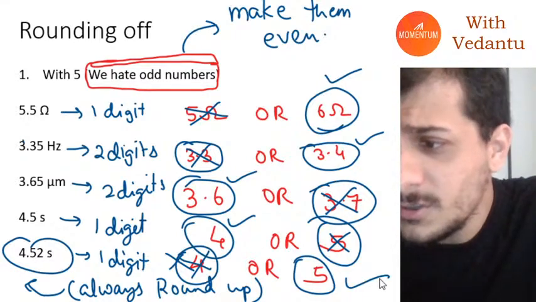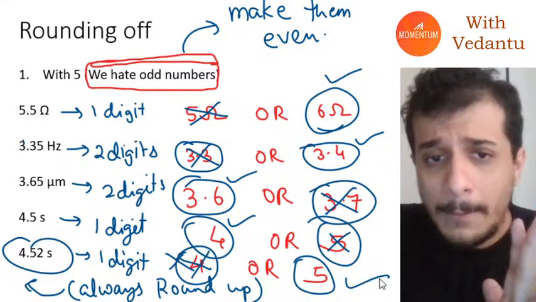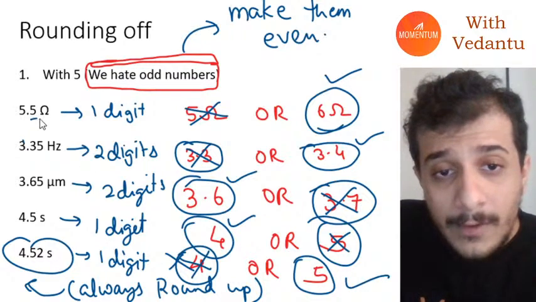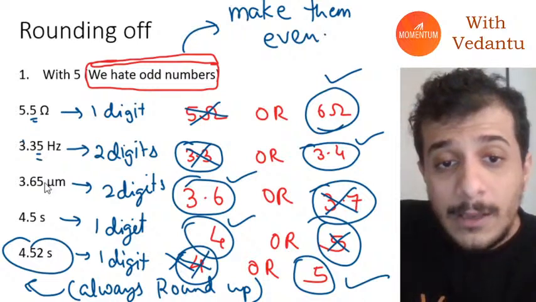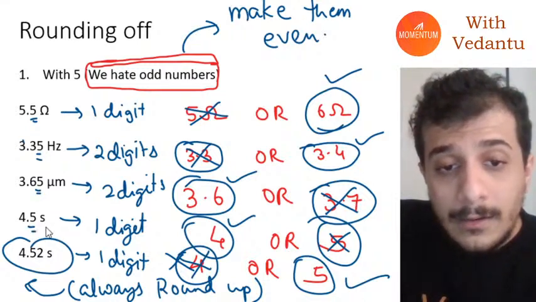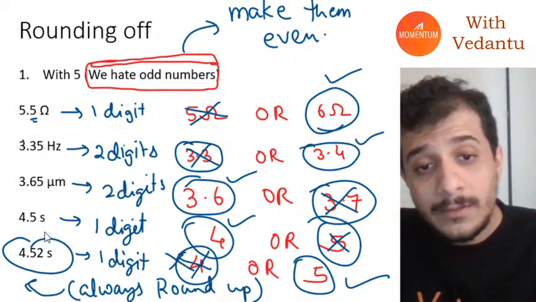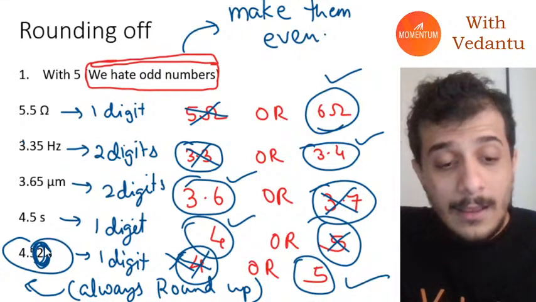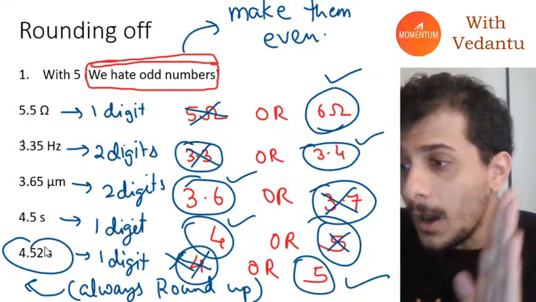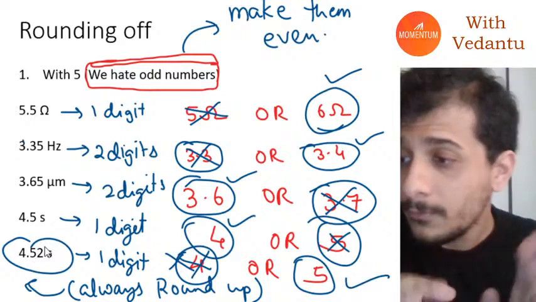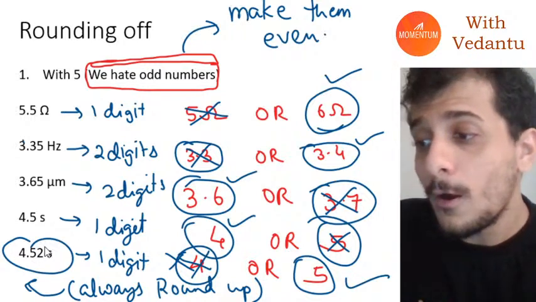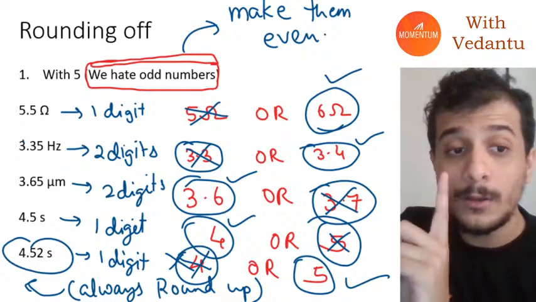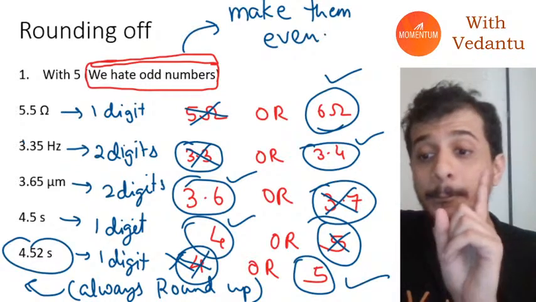Okay, everybody understood? Please remember, guys, if we have 5 at the end, then we look at odd and even numbers. But if there are more digits after 5, then we always round up. I hope everybody understood this. Rounding rules are very, very important.